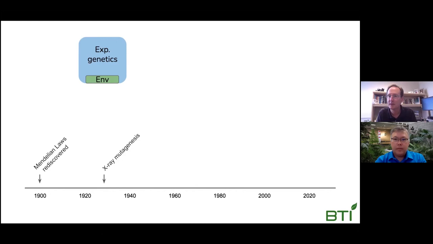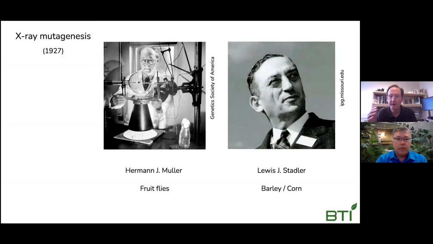But the game changed in the 1920s when commercially available X-ray tubes came on the market. X-ray mutagenesis was first published in 1927. This work was done by Hermann Muller in fruit flies, and also in parallel by Lewis Stadler in barley and corn. There were other people also doing this in tobacco. So there was work in plants, there was work in animals.